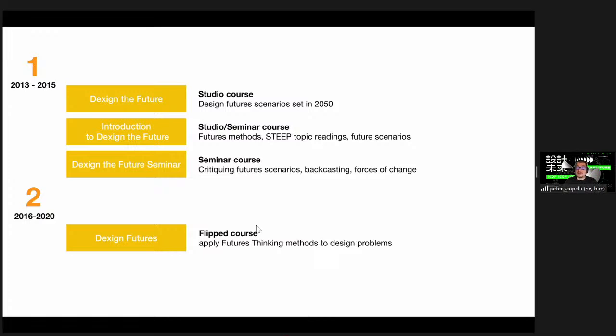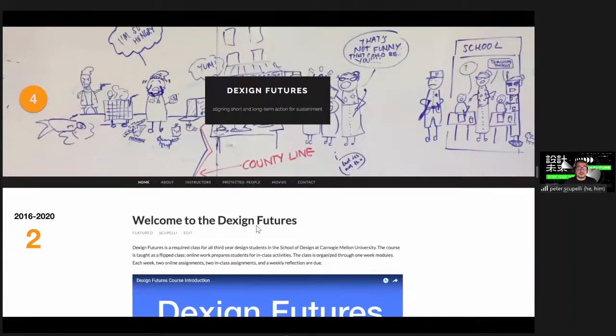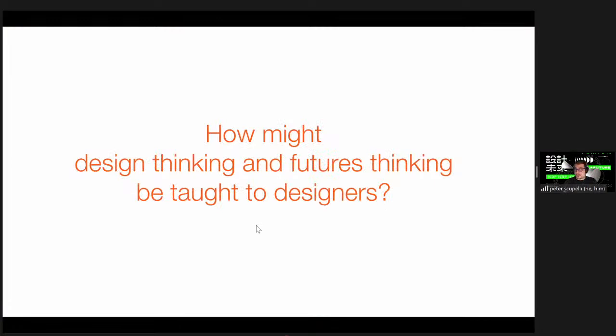students in design. The three courses that I described previously were elective courses, and they were open to both undergraduate and graduate students. Whereas the Design Futures class that I'm going to talk about now was required of all third year design students, and it was taught to 40 or 50 students at a time. So not as a studio class, but more as a lecture class.